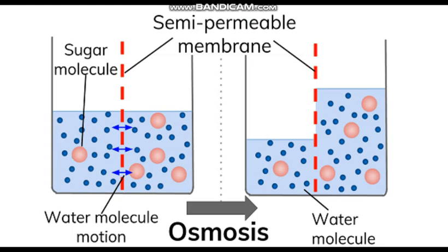Water can pass both ways, but there are more water molecules in weak sugar solution than in strong sugar solution. So water molecules will move across the membrane into the strong sugar solution. This process is called osmosis.